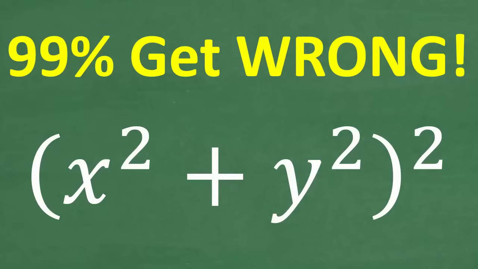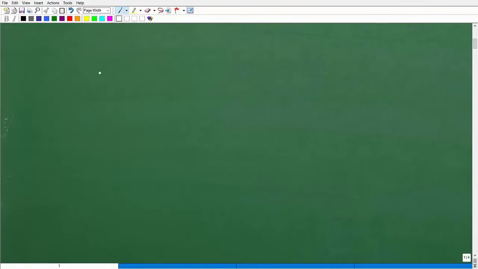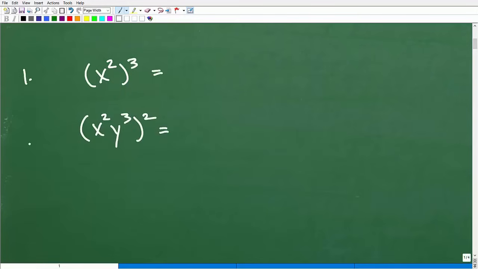Now, I'm going to get to this mistake in just one second, but I want to first give you an additional pop quiz. Let's cover these problems real quick. Okay, can you do these problems? All right, so let's call this problem number one. We'll call this problem number two. So what do you think about these particular problems?